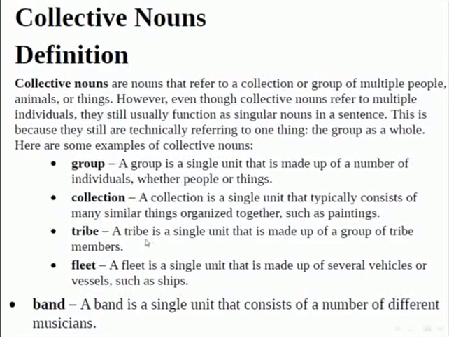Tribe. A tribe is a single unit that is made up of a group of tribe members. Fleet. A fleet is a single unit that is made up of several vehicles or vessels, such as ships. Band. A band is a single unit that consists of a number of different musicians. So these are examples of collective nouns, right?